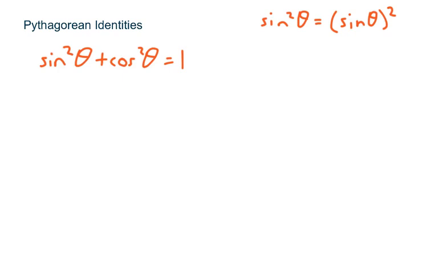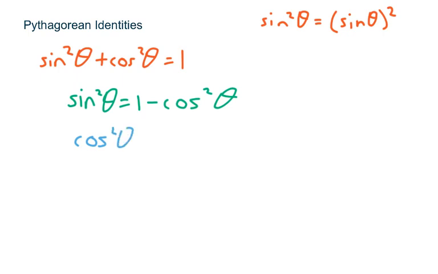I'm going to expand this and say there's 2 more identities that we could define based on this statement. We could say that the sine squared of theta is equal to 1 minus the cosine squared of theta. Or we could say that the cosine squared of theta is equal to 1 minus the sine squared of theta. And we'll use these identities quite often.